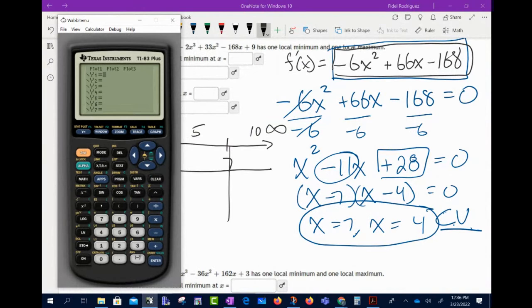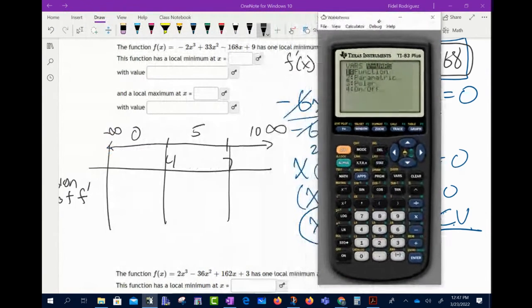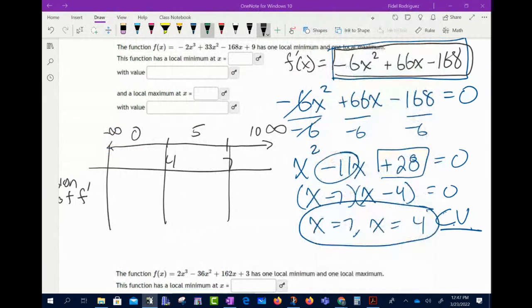So I'm going to enter in y1. I have a negative 6x squared, a plus 66x, and a minus 168. Okay, so there's my function. Okay. What we're going to do now, we're going to evaluate the function, y'all. We're going to evaluate it at each of those test numbers, 0, 5, and 10.